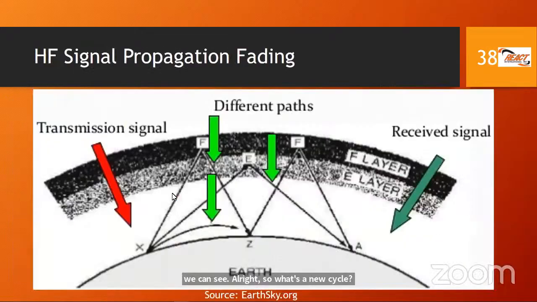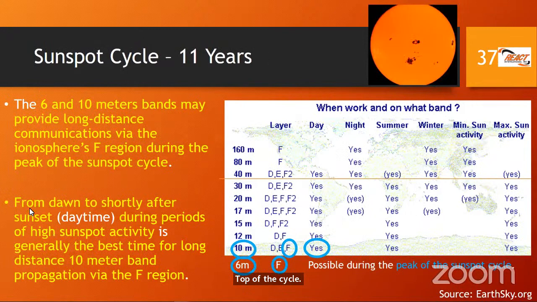Okay, so that's what we mean by from dawn to shortly after sunset during periods of high sunspot activity. That's where you have the peak. It is generally the best time for long distance 10-meter band propagation via the F region. So that's why we highlighted it here for you. You have the F region, you have the 10-meter band, and you can have some good daytime propagation during the high sunspot activity period.